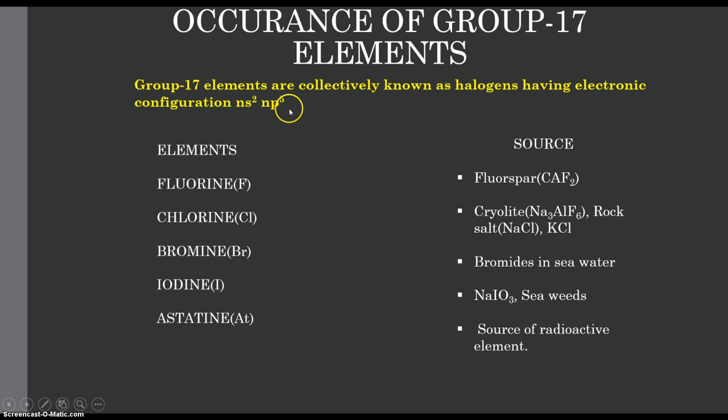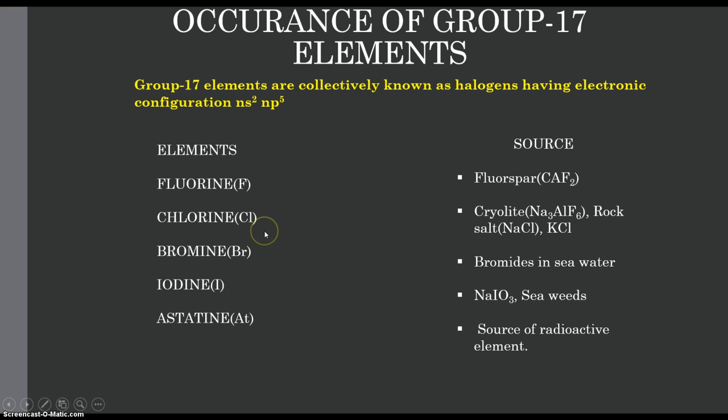That's why they are just one electron short of the nearest noble gas configuration, and for this reason they have a strong tendency to accept one electron and reach the nearest noble gas configuration. For this reason they are considered the most electronegative elements in the periodic table. In group 17 we will be discussing the elements fluorine, chlorine, bromine, iodine and astatine.